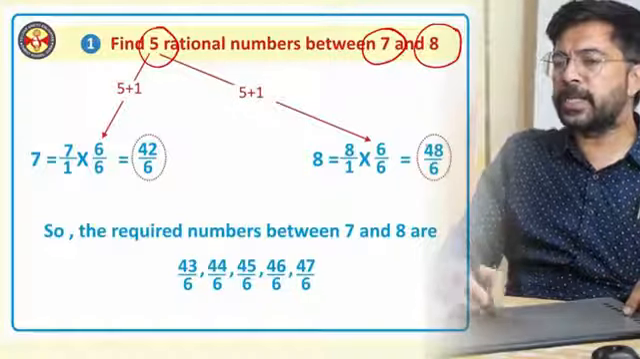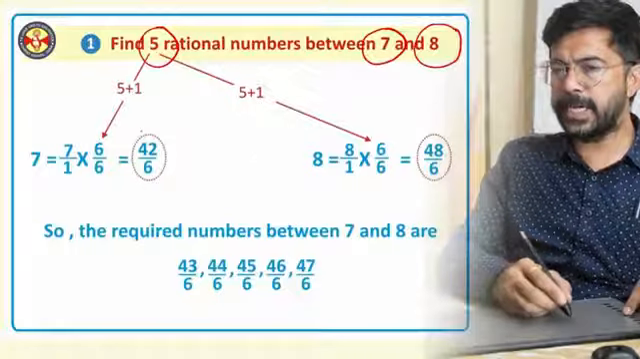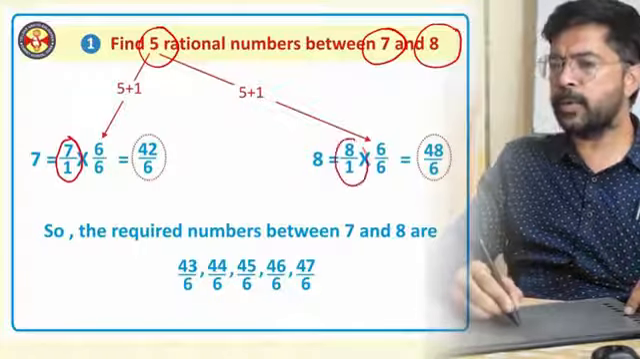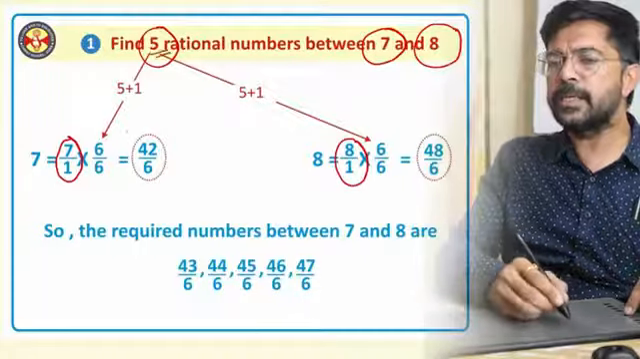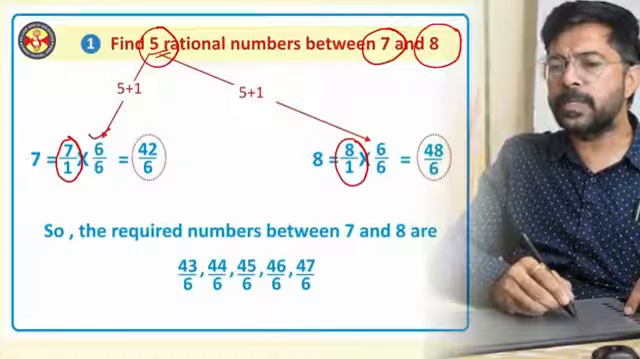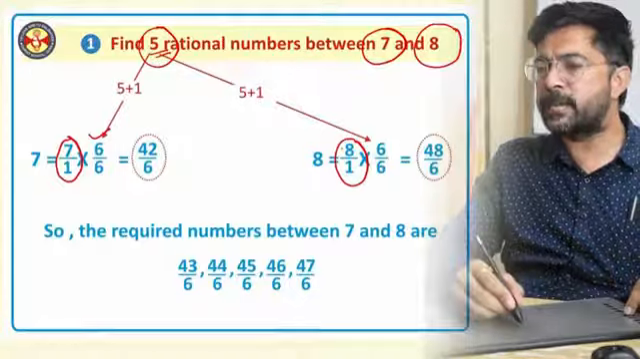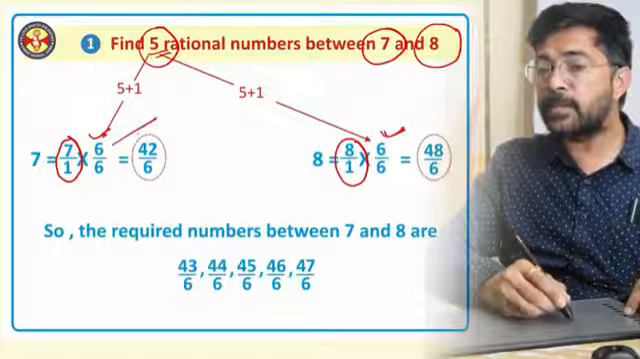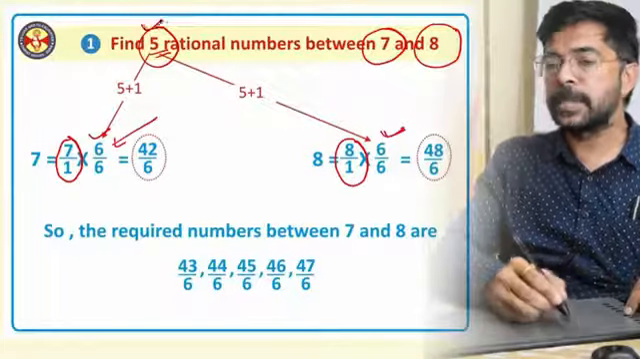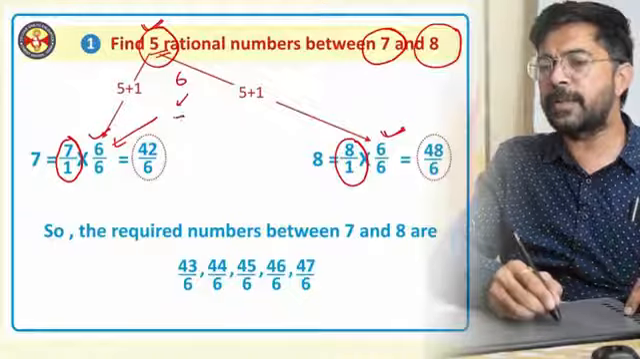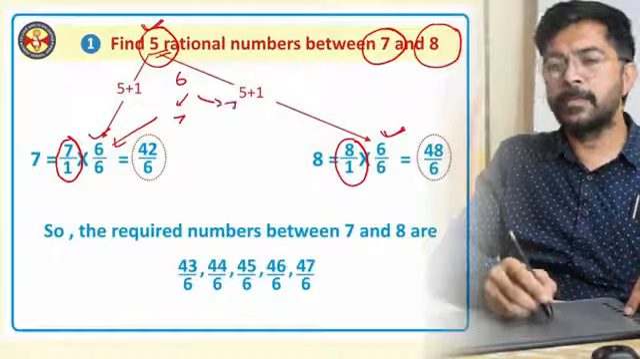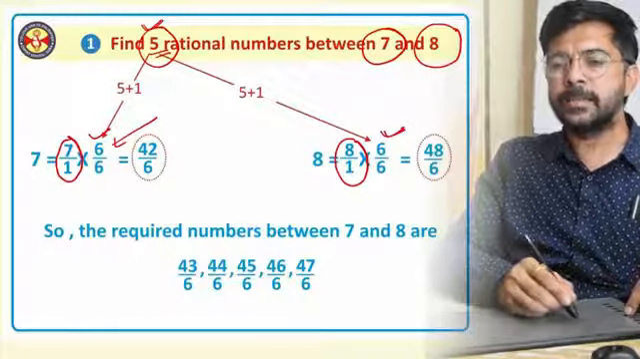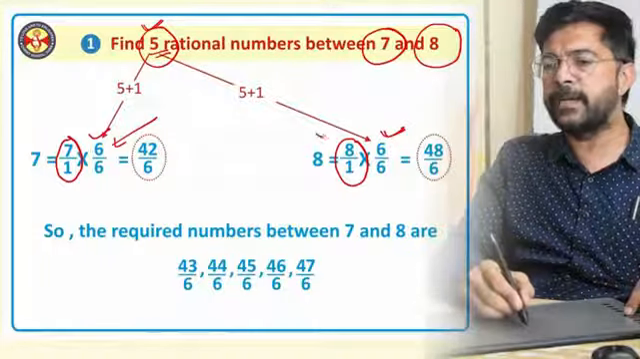So to find five rational numbers between 7 and 8, let us write 7 as 7 upon 1 and write 8 as 8 upon 1. Now to find five rational numbers, we have to multiply 7 upon 1 by 6 upon 6, as well as multiply 8 upon 1 by 6 upon 6. So why are we multiplying by 6 upon 6? Because we have to find five rational numbers. Suppose we have to find 6 rational numbers, then we will multiply by 7 upon 7. But in our case, we are finding five rational numbers, therefore we will multiply 7 by 6 upon 6 and 8 by 6 upon 6.